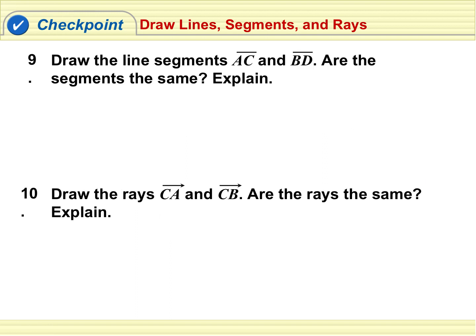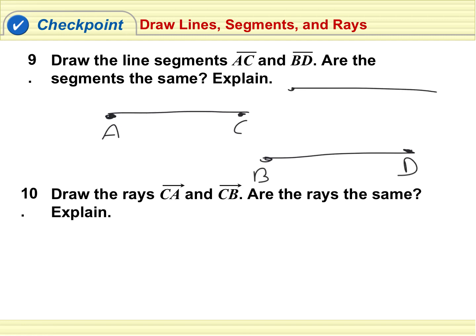Okay, last slide. Draw the segments AC and BD. Usually go in alphabetical order. So if I draw AC, there's a couple different ways you could do this. I have AC and I have BD. Or you could draw them A, B, C, D. Okay, it doesn't matter.